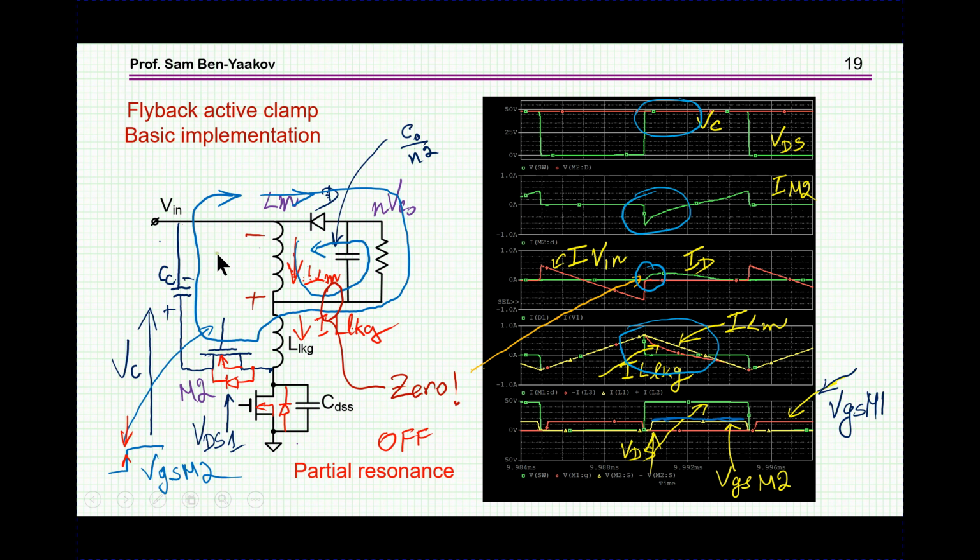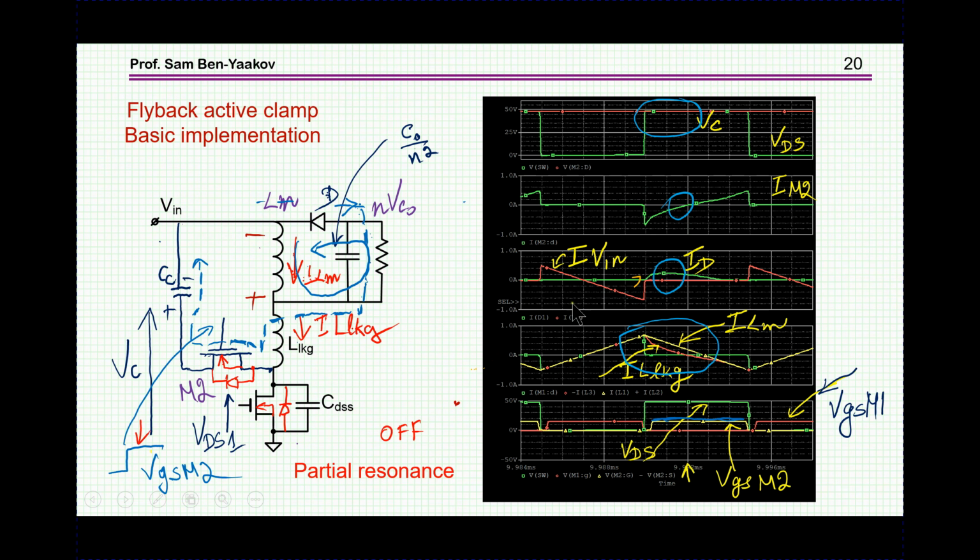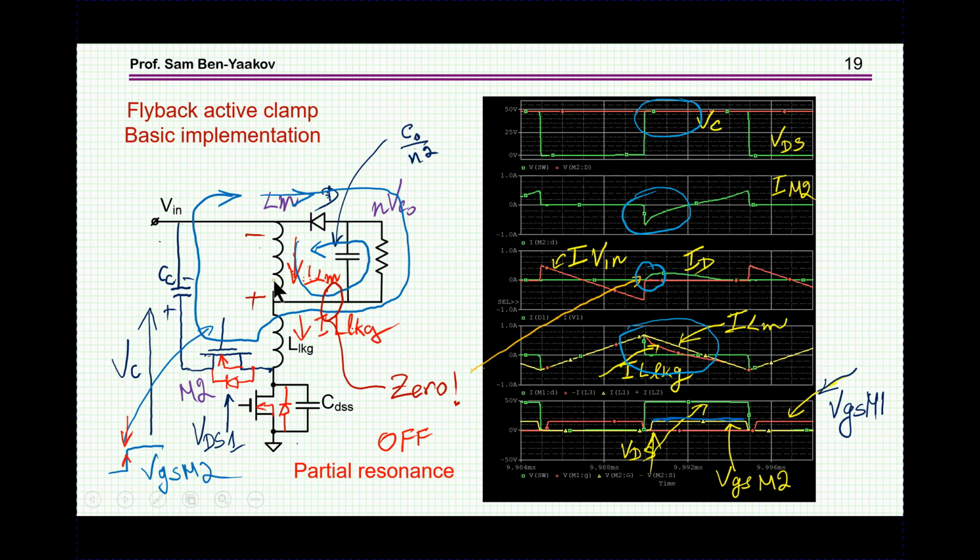Now notice that we have here, this is not a real straight line. The reason is that despite the fact that I've put here a fairly large capacitor, in the simulation I've put here 100 microfarad, still there is some resonance here, so this is not a straight line. This is the resonance between this and this. So let's not worry about it. Let's assume that this is sort of a straight line for the basic implementation.